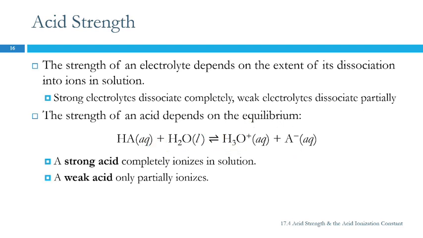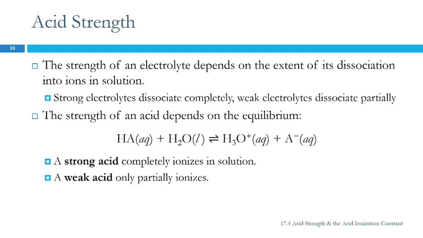Does it go all the way to the products? It's a strong acid. Does it only go part way? It's a weak acid. Here, we're using a common abbreviation for an acid. There is no element with a symbol A. So what we mean here, HA, is some acid.